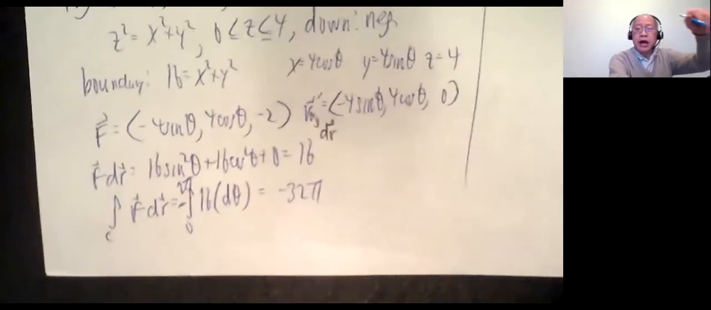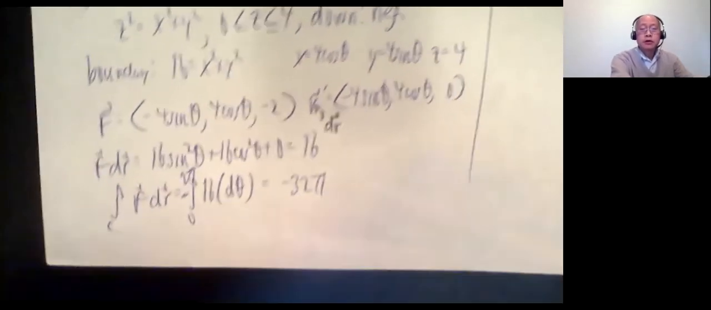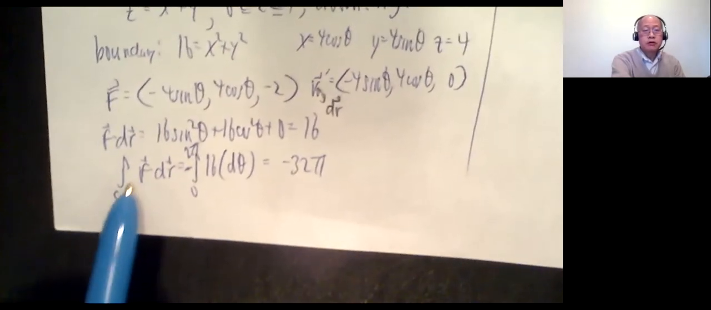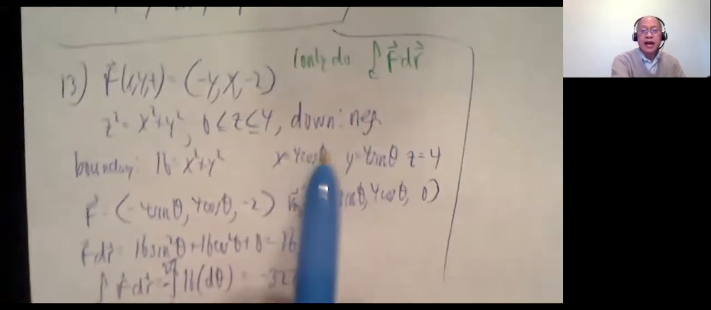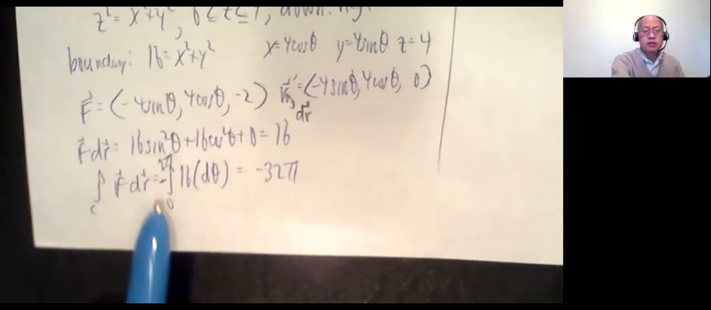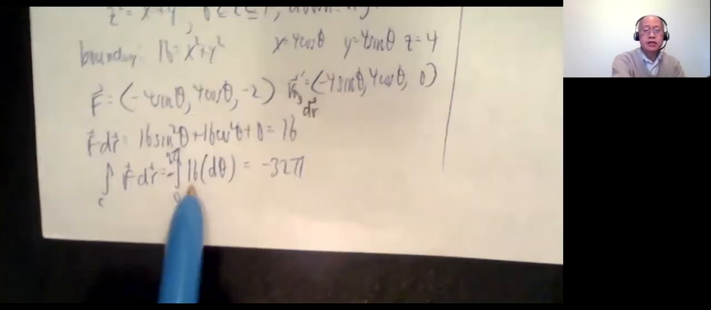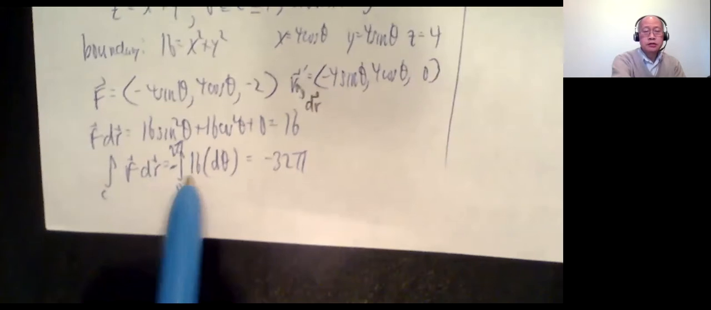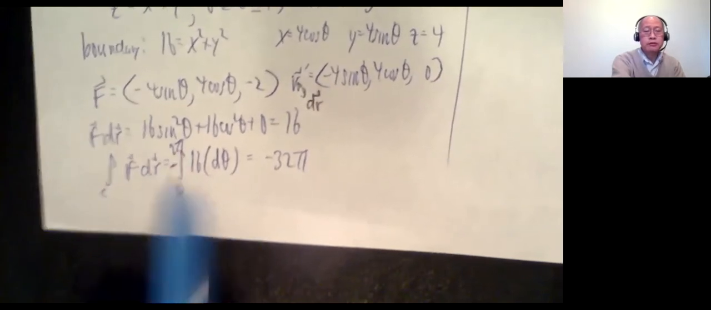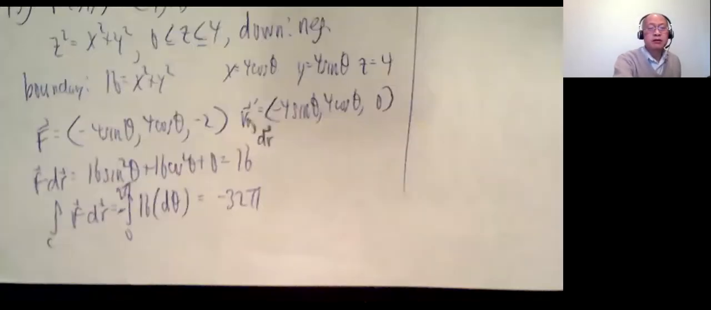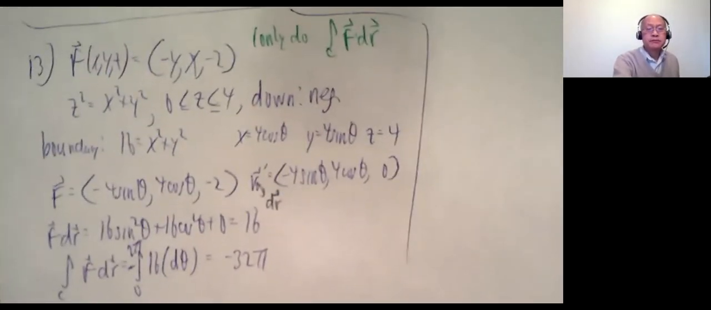If I go around the boundary curve, all I have left for the integral of F dot dr is negative, because of the downward orientation. Negative integral from 0 to 2 pi, because we're going all the way around a circle, of 16 d theta. This is a constant, so negative 16 times the length of the interval, 2 pi, gives negative 32 pi. So that actually was not so bad at all, as you can see.